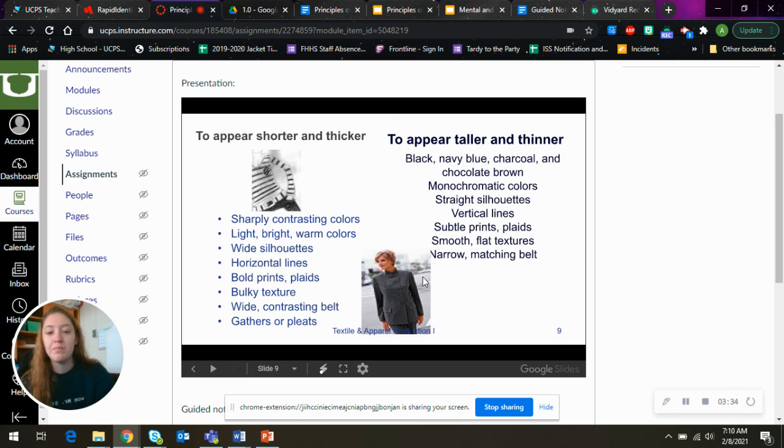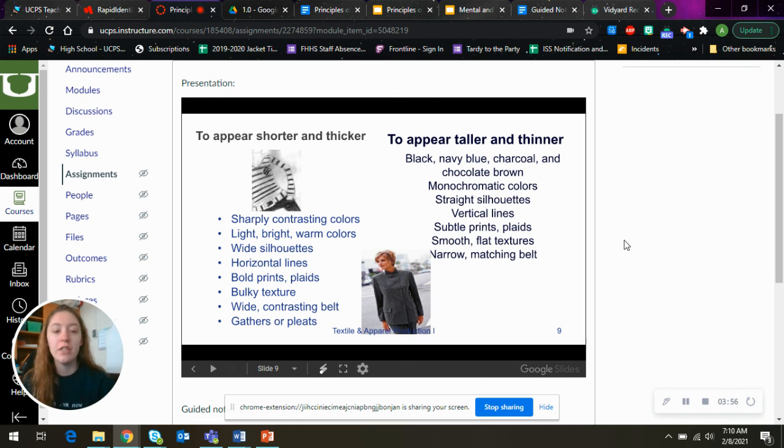And then here are some tips and tricks on how these all coincide and go together. To appear shorter and thicker, use sharply contrasting colors, so those complementary colors, light, bright, and warm colors, wider silhouettes, horizontal lines, bulky texture, gathers and pleats that add stuff to the clothing.